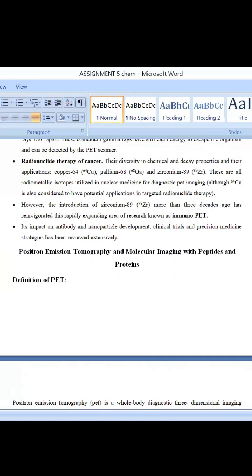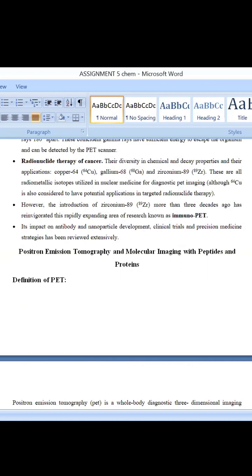However, the introduction of zirconium-89 more than 3 decades ago has reinvigorated this rapidly expanding area of research known as immuno-PET. Its impact on antibody and nanoparticle development, clinical trials, and precision medicine strategies has been reviewed extensively. Next point is positron emission tomography and MRI with peptides and proteins.